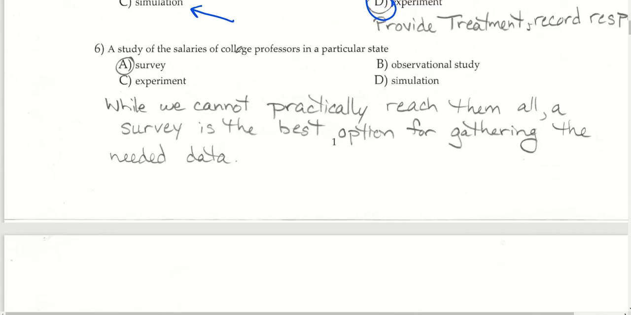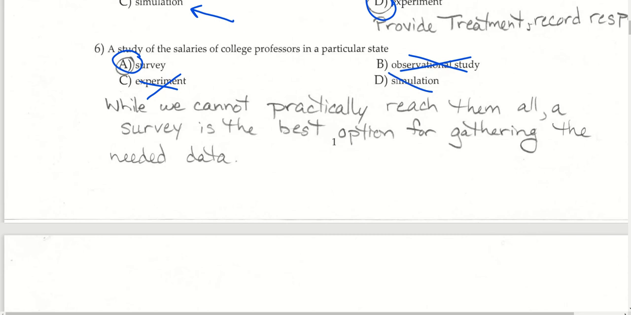A study of the salaries of college professors in a particular state. This would most likely be a survey. Okay, there's no treatment, so it's not going to be an experiment. You can't just willingly observe, for the most part, people's salaries. That's not something that's there.